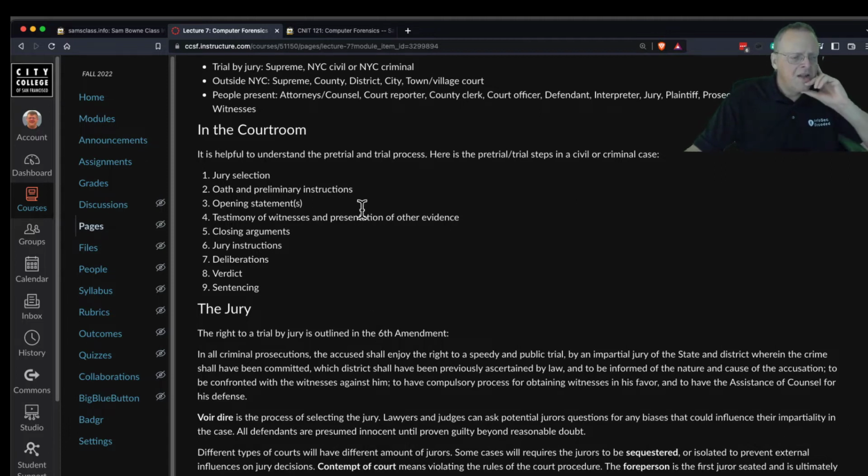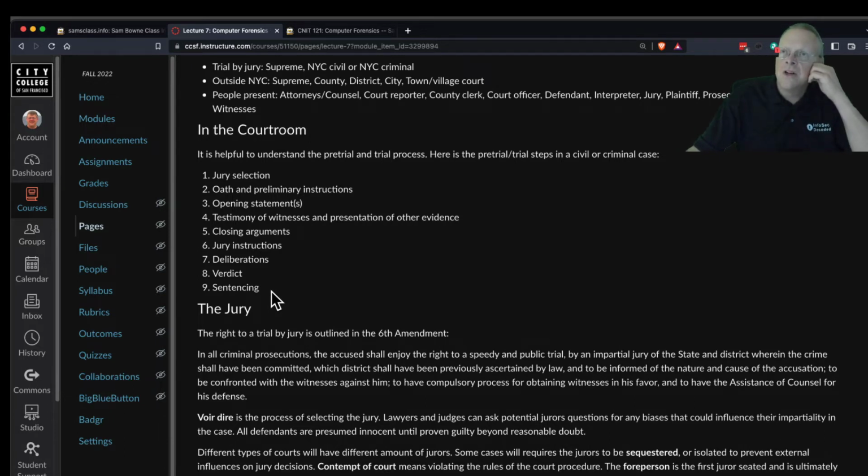Then they swear an oath, they have instructions, there are opening statements from both sides, then there's testimony and evidence, and this is where you would have your expert witnesses on both sides come in and make statements about the computer evidence. And then you have closing arguments. The jury gets instructions from the judge explaining exactly what the law is. The judge says, here's what the law says, so you're trying to determine these specific things. And then they retire to a private room where they deliberate and argue in privacy for some period of time until they reach a verdict, and then they deliver it to the judge.